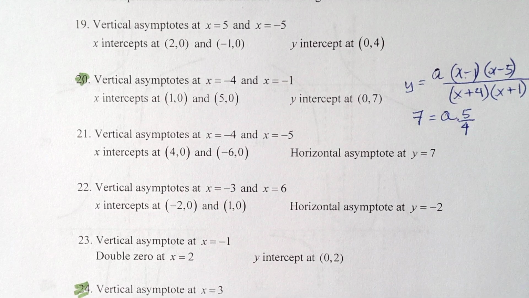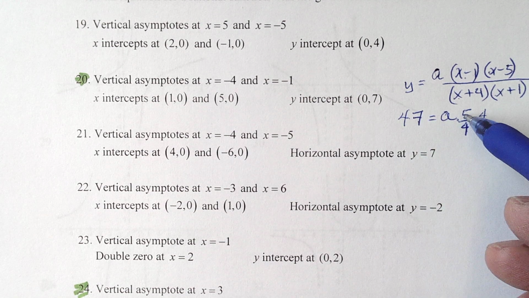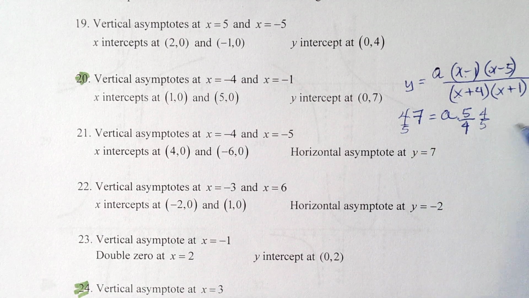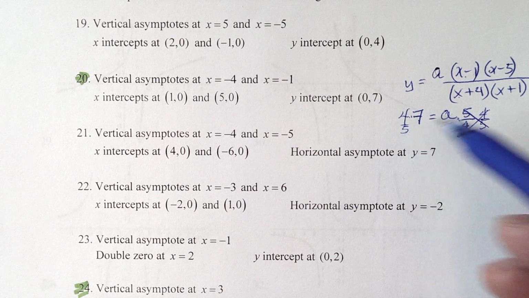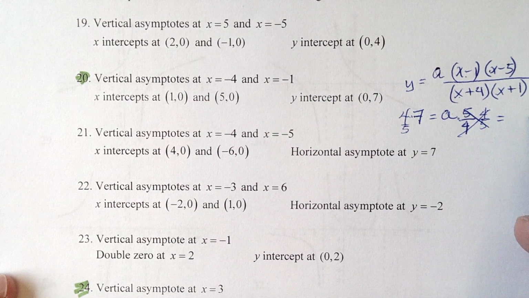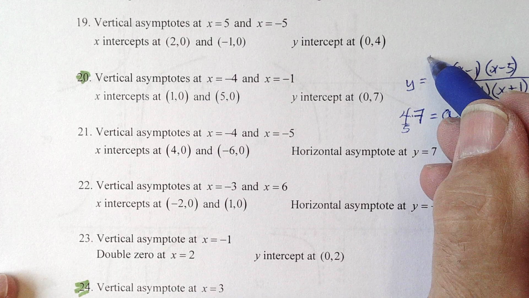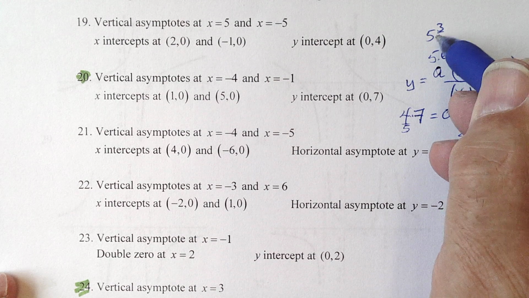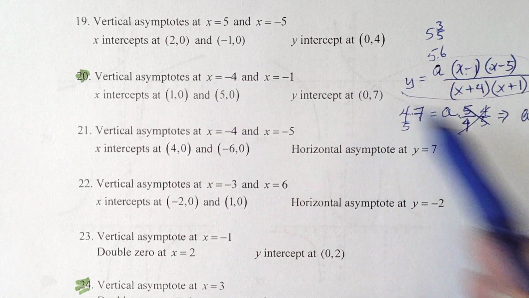To solve for a, this says divide by 4, so I'm going to multiply by 4. This says multiply by 5, so I'm going to divide by 5. And I get 7 times 4, 28 divided by 5. A equals 28 divided by 5, which is 5.6 or 5 3/5 or 28/5. That would go here, and that would be the final equation.